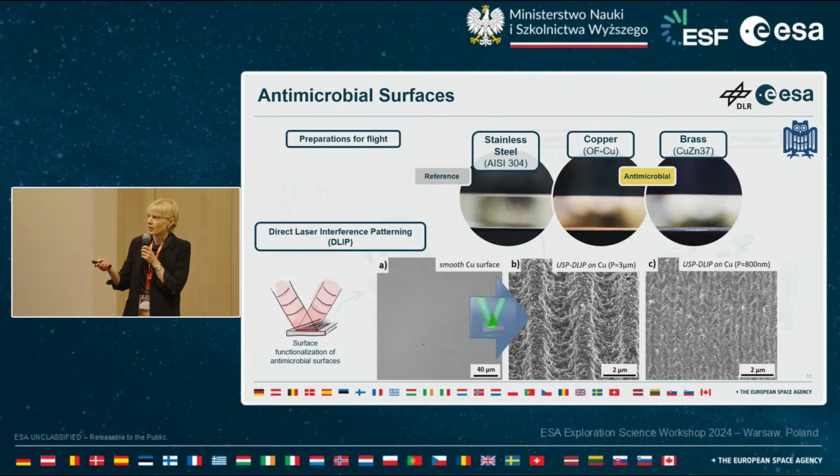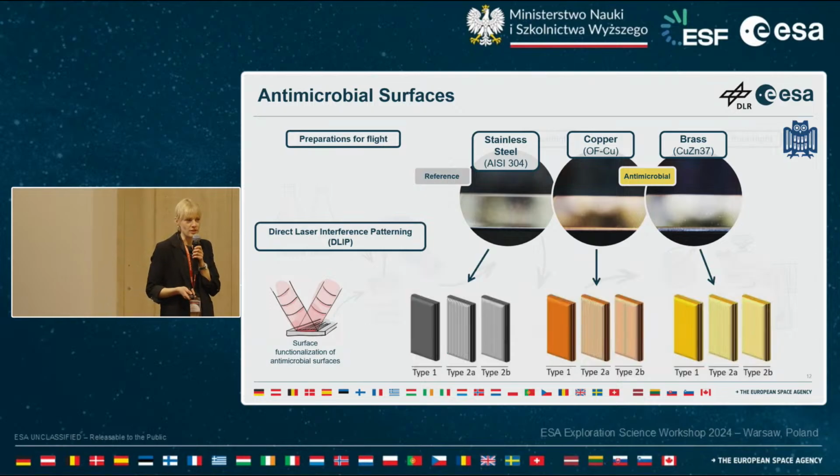This part our collaborators from the University of Saarland did, the direct laser interference patterning of the different surfaces. Here you see steel as the reference surface, then we used pure copper and brass as an alloy of copper. And we used 3 different topographies: smooth surfaces as a control, then 3 micrometer surfaces and surfaces with 800 nanometer periodicity. So in total we ended up with 9 different surface types.